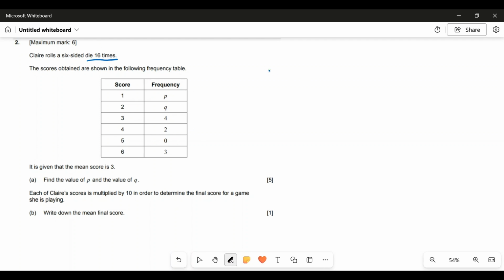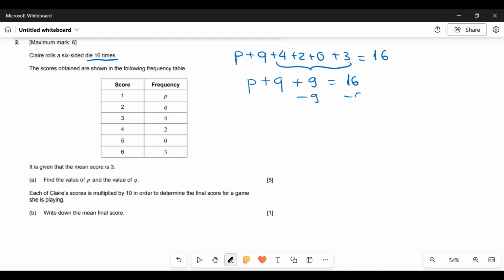So the total of the frequencies equals 16. This means P plus Q plus 4 plus 2 plus 0 plus 3 equals 16. Then I combine like terms, all the constants, and leave P and Q over here. 4 plus 2 plus 0 plus 3 equals 9, equals 16. Then I'm going to move the constant to the right hand side. So I minus 9 on both sides. P plus Q equals 7. This is the equation number 1 that we need.